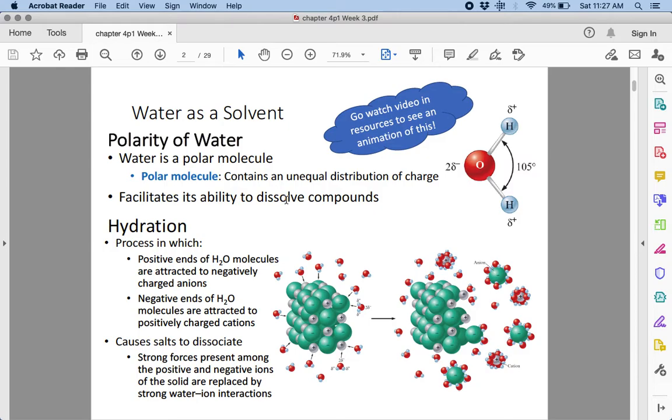You may think, in the general sense, that the words dissolve and dissociate mean pretty much the same thing. But when we're talking about it in terms of chemistry, they have different connotations. So let's talk about the process of hydration. You've probably heard this word before in a Gatorade commercial, right? Where you're told to hydrate. And what happens when you hydrate?